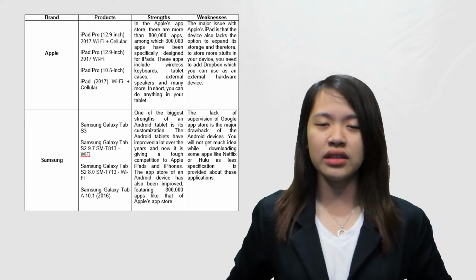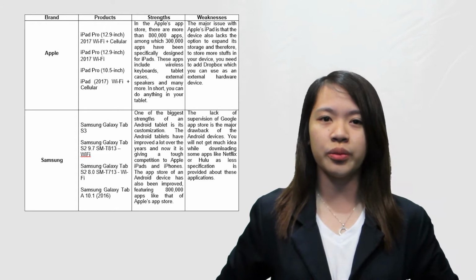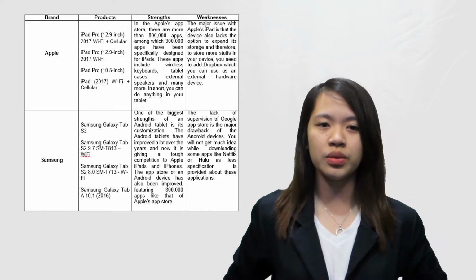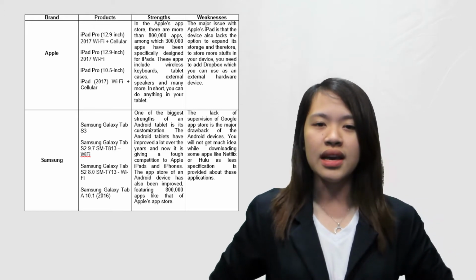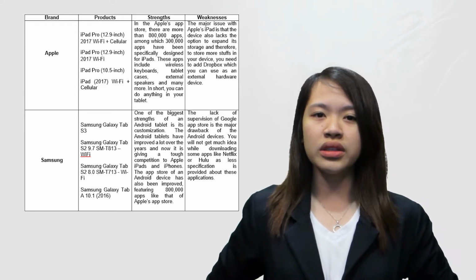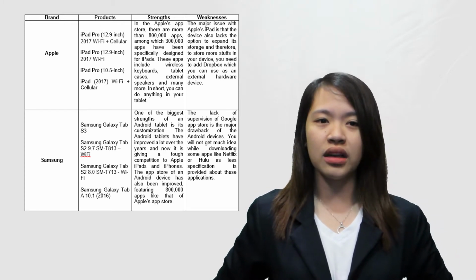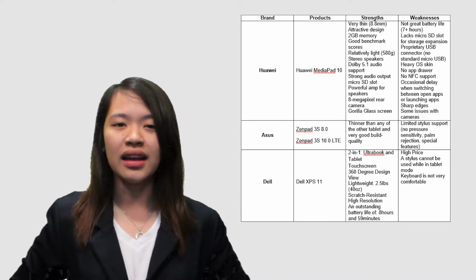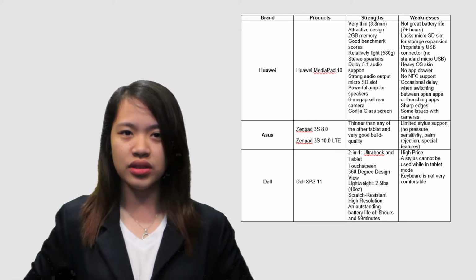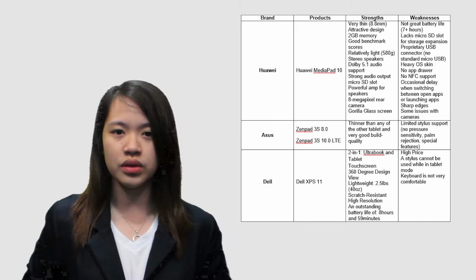Next, there are three secondary players. First is Huawei. Huawei has good quality, good audio support, strong audio output, and a micro SD slot. But Huawei faces some issues with cameras and there is no NFC support. Second is Asus. Asus is thinner than any other tablet and the consumers are willing to buy because it is portable. But it has only limited stylus support. And lastly, we have Dell. Dell's strong attributes are that it has a scratch-resistant, high-resolution display and an outstanding battery life. But the Dell tablet's keyboard is very uncomfortable to use.